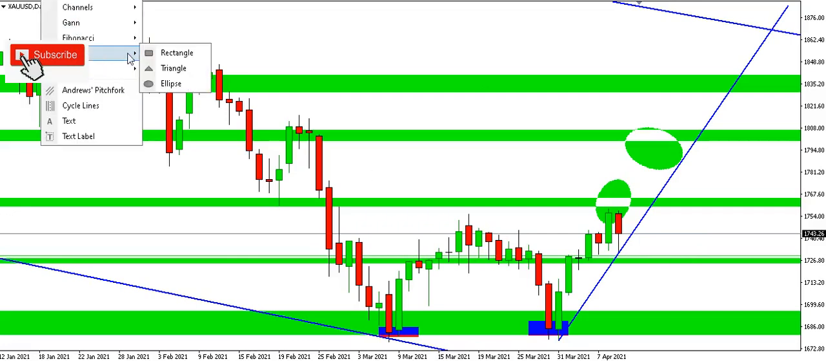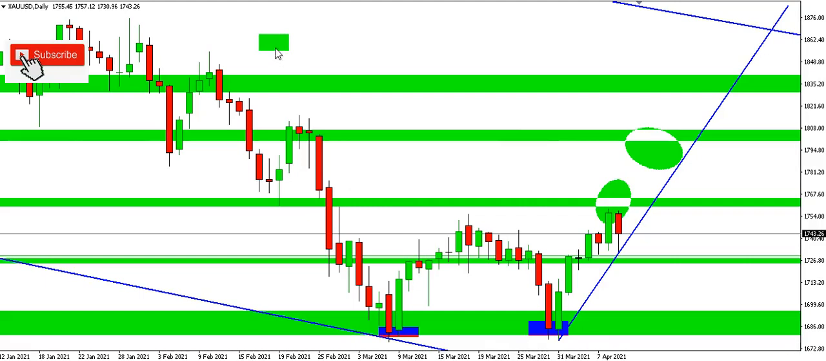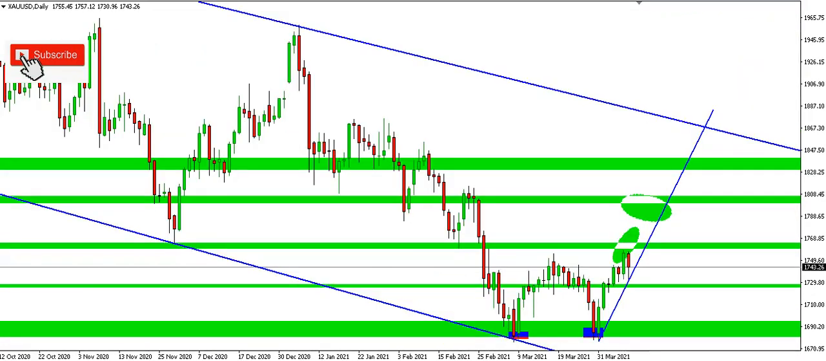A break of that trend line. Let me just highlight. A break of this ascending trend line will take price down to this zone, the 1726.8 zone. So that's that for this particular analysis.